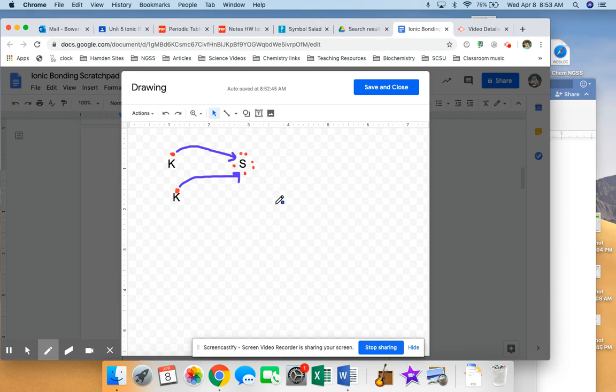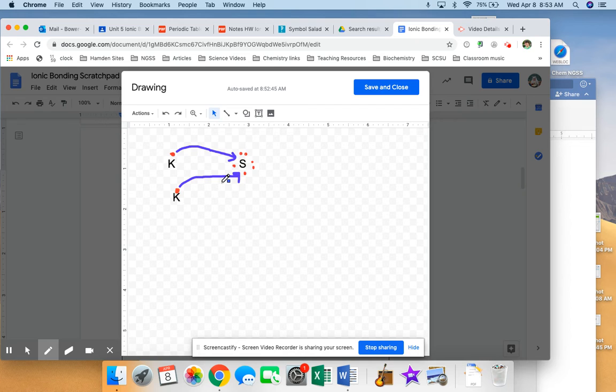So when we're writing this out in an equation, it means that we need to show that these 2 potassiums are giving their electrons to sulfur. So that means that each potassium is going to get a +1 charge, and that sulfur is going to get a -2 charge because it got 2 extra electrons, 1 from this potassium, 1 from that potassium.